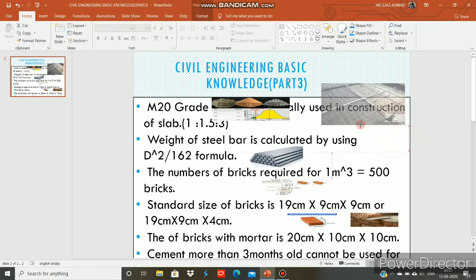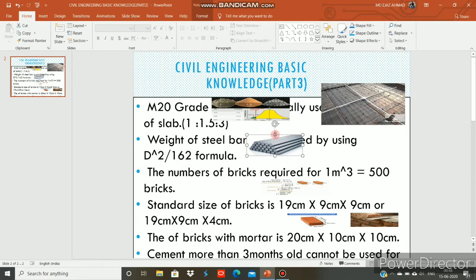Our next point is: the weight of a steel bar is calculated by using the formula D squared divided by 162. If you know the diameter of the bar, we can calculate the weight of the steel bar. Here D is always in mm. These are your steel bars.